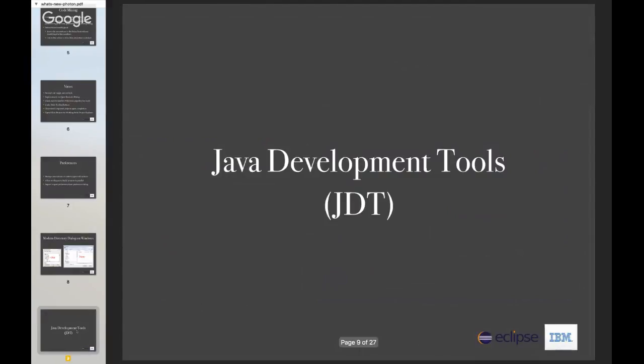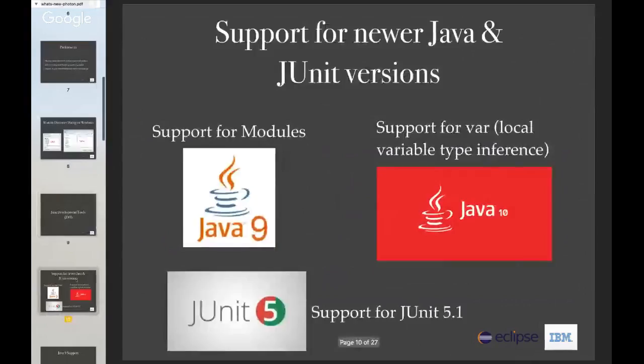Now let's move on to JDT. One of the important things which comes with Photon is support for newer Java versions, that is Java 9, support for Java 10, and also support for the latest version of JUnit, which is JUnit 5.1.